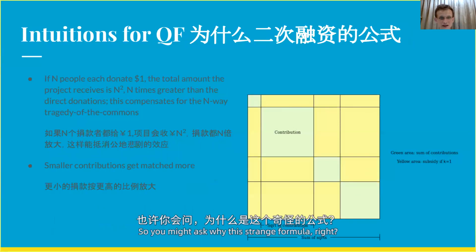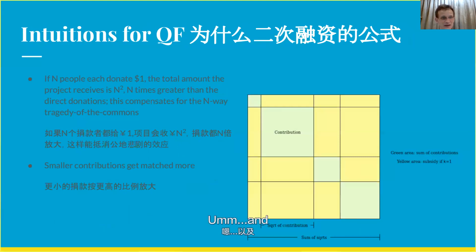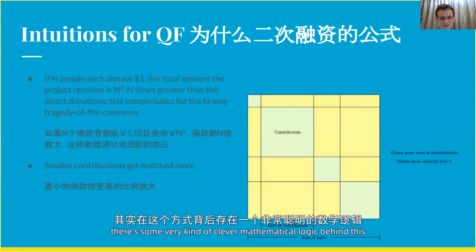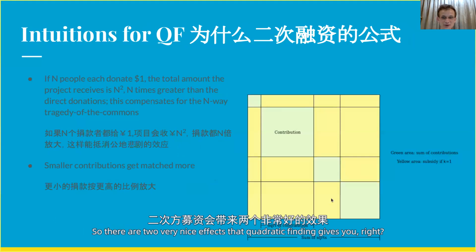So you might ask, well, why this strange formula? Why not, for example, just match all donations by a factor of 5? There's some very clever mathematical logic behind this. There are two very nice effects that quadratic funding gives you.